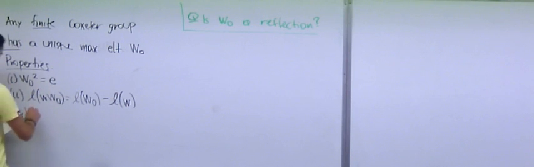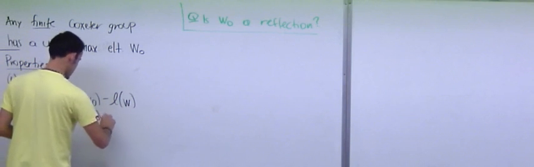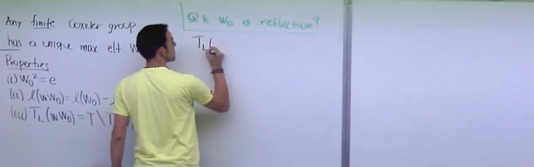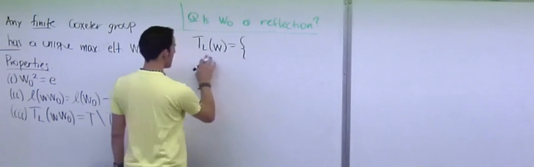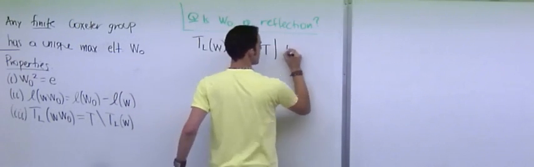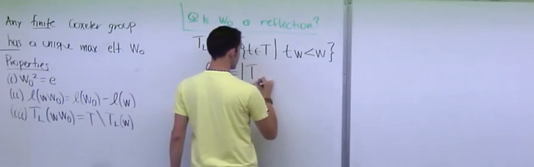Now, the third property, let me write it down, and then we'll parse what this means. So remember what this set T sub L is. We talked about this set earlier. We said that it was the set of reflections that made W shorter. So reflections T such that they make W shorter. And we said that this was a good set because one thing we showed is that the length of an element is equal to the number of reflections in this set. So what is this statement saying? This statement is saying that the reflections that shorten W naught are precisely the ones that do not shorten W.